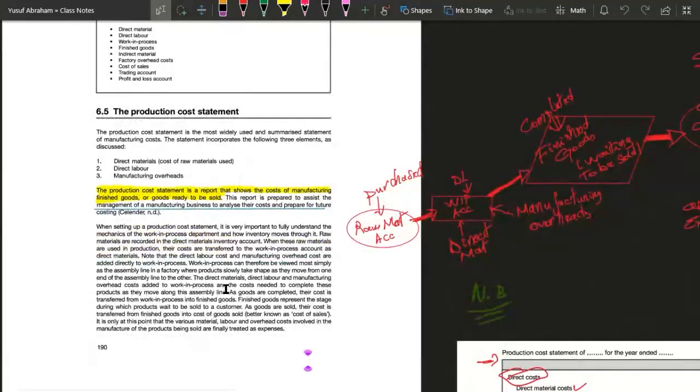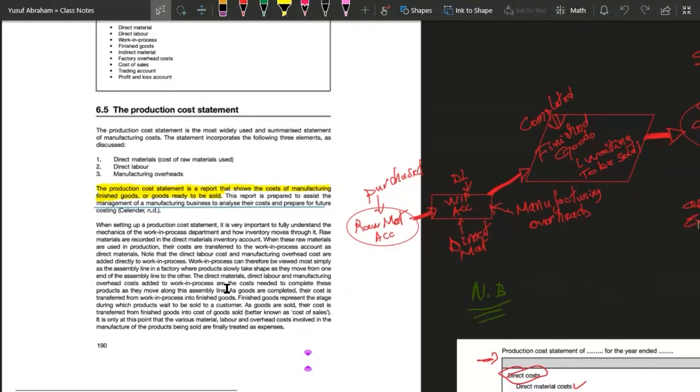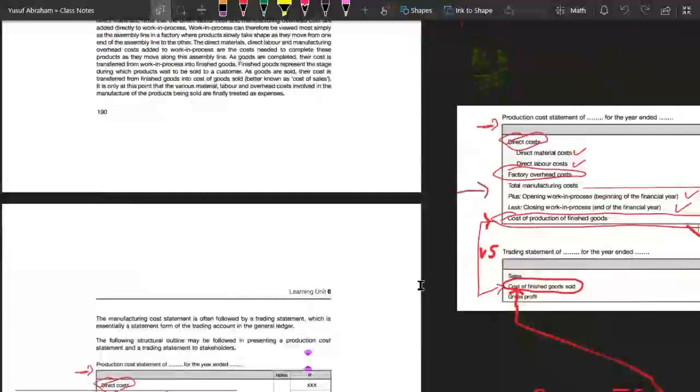What is the purpose of a production cost statement? It is a report that shows the cost of manufacturing finished goods, or goods that are ready to be sold. So what are we talking about? We are only zooming in and focusing on the production, right? And the trading statement is going to focus on what? On the sales part. That's all that it means.